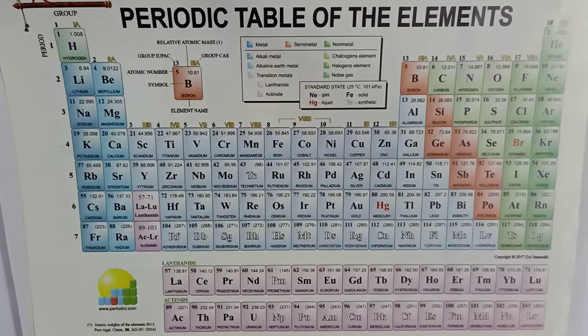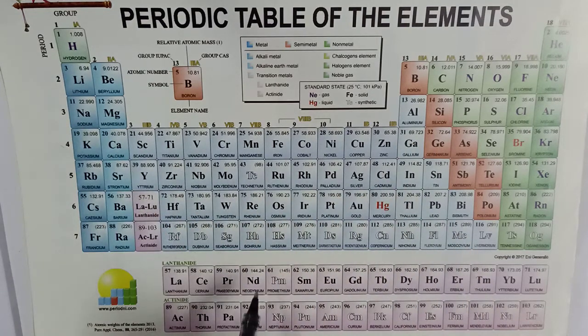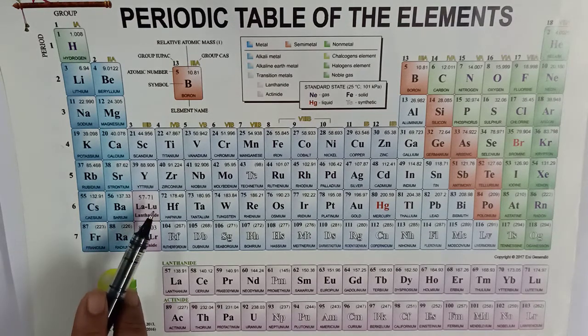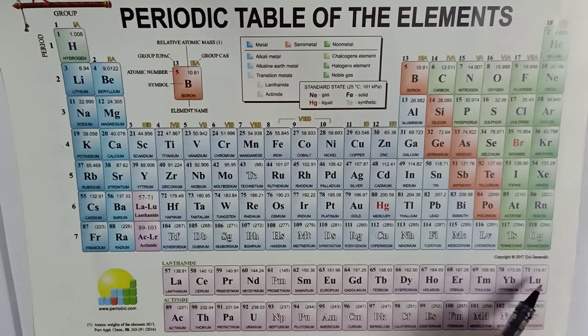Hello students. So up till now we have discussed D block elements. Today we are going to study F block elements. F block element is actually an extension of the periodic table, lanthanum to lutetium and actinium to lawrencium. So this is the first series of F block and this is the second series of F block.